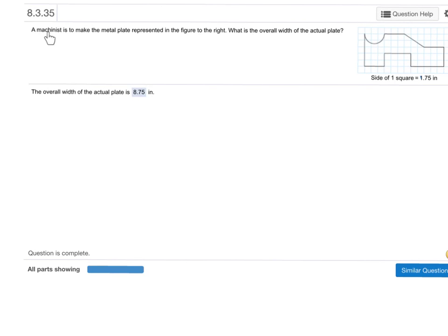This section here, 8.3, this is what you call a direct variation question. Direct variation questions, they all relate to this equation here, y equal kx. There's many applications that relate to this.